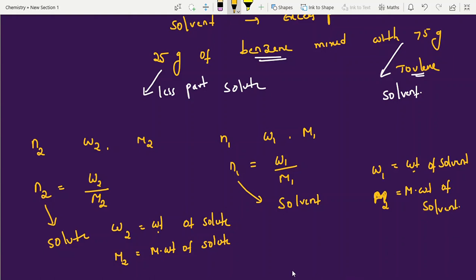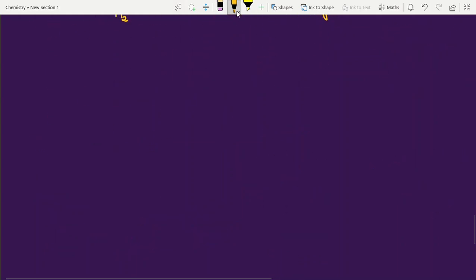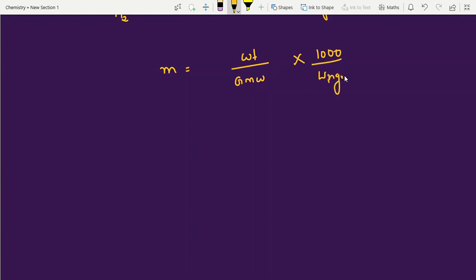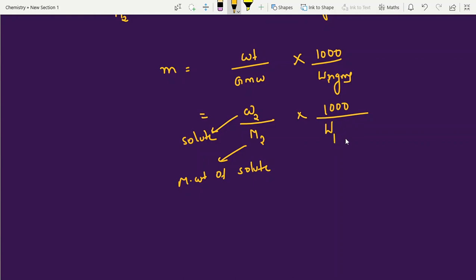Clear? Next, another one. We are using molality. Molality numerical, the molality formula we are using. Okay? So among concentration terms, molality we are using, students. What is the molality formula? Weight by gram molecular weight into 1000 by W in gram, right? This weight here is W2, that means solute weight. This is M2, the molecular weight of solute, right? Next, 1000 is common. This W1 is W1 grams, that is nothing but solvent. If you have command of these important data, definitely it is easy work for the numericals.